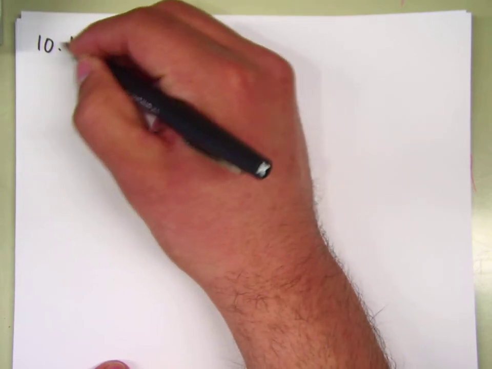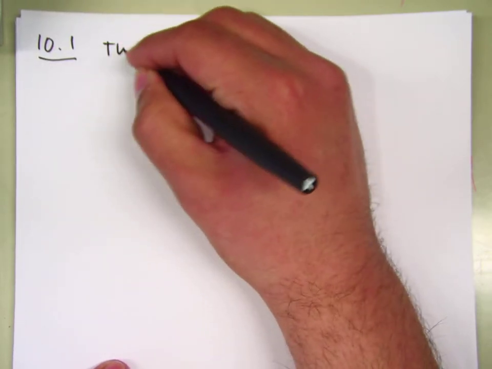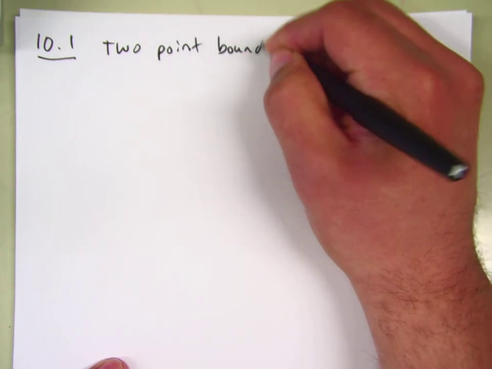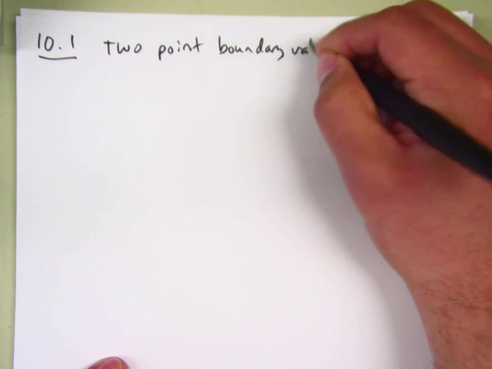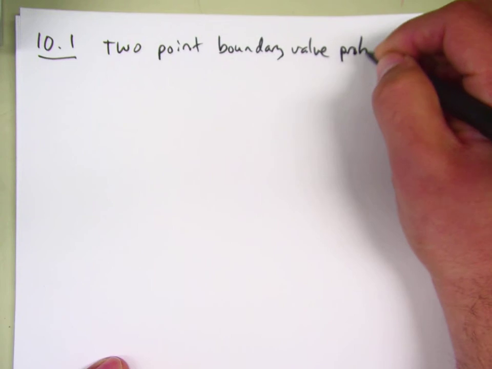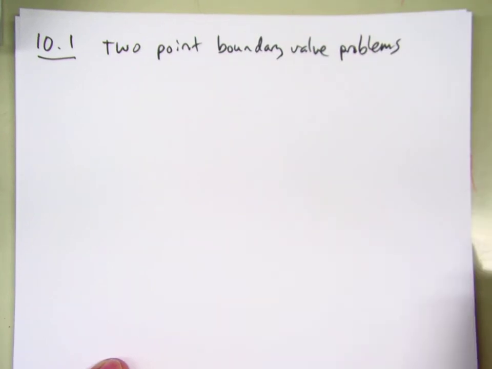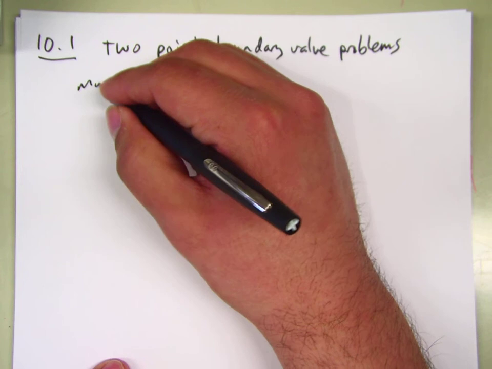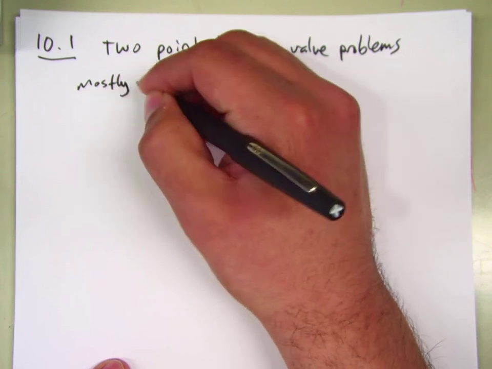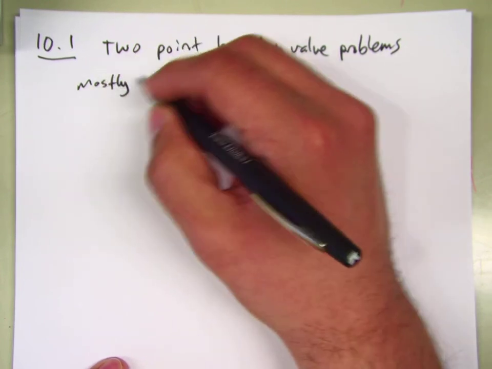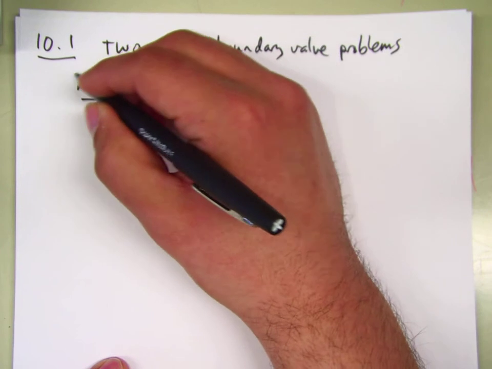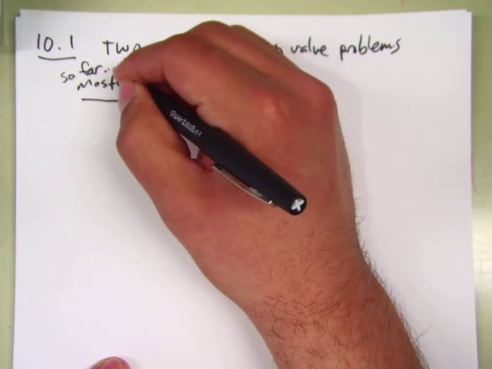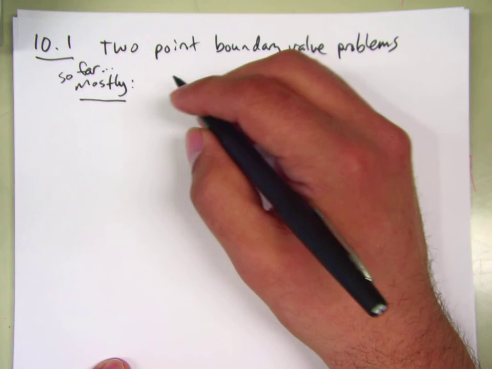So this is 2-point boundary value problems. We've already kind of talked about this a little bit earlier in the year. But primarily, what we've been doing is this. I guess I should say so far, we've mostly been doing problems like this.